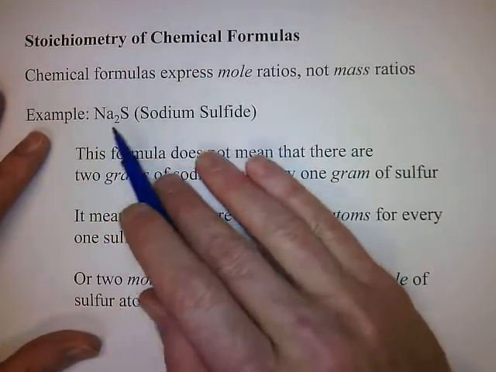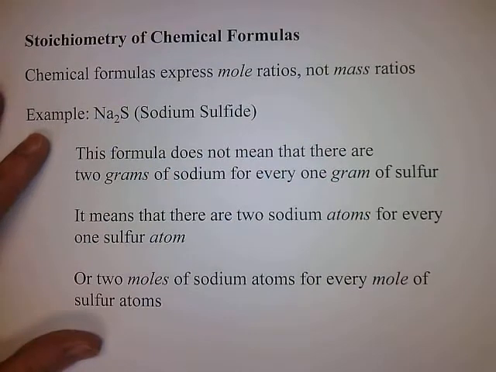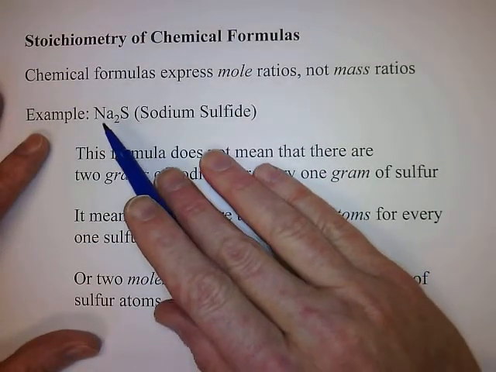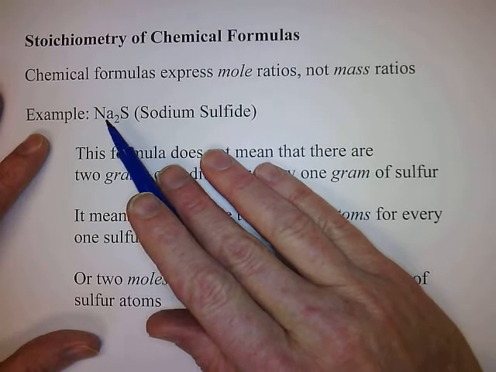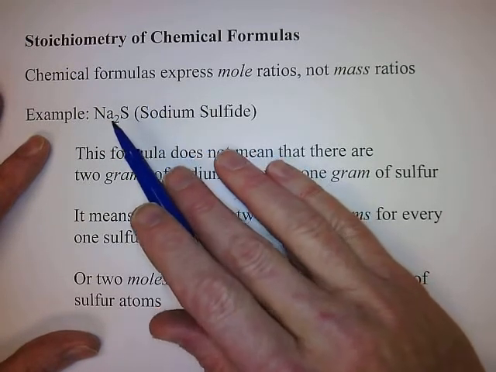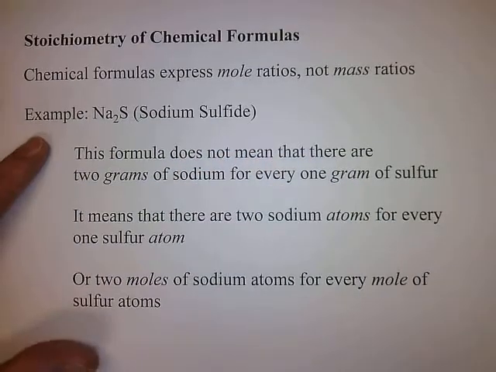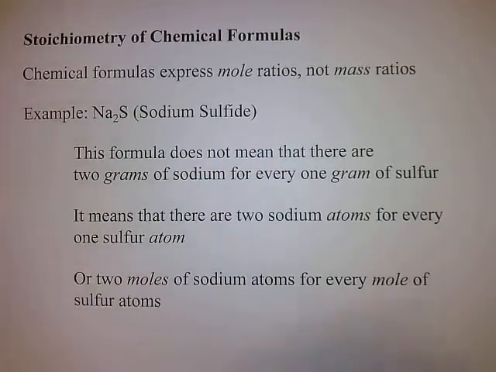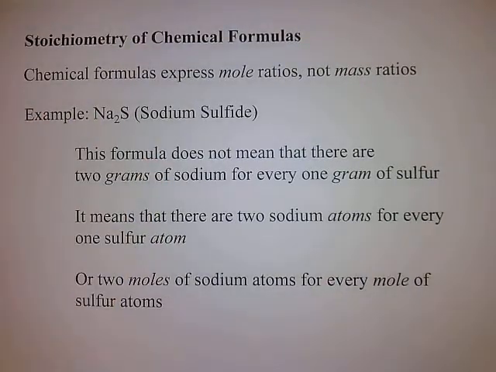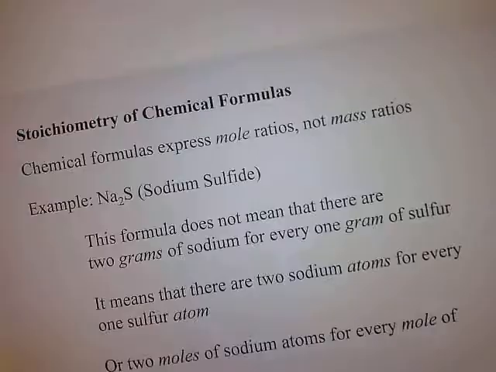But formulas express mole ratios. And if you remember when we talked about formulas, the subscript always goes with what comes before it, right? So the 2 applies to the sodium. So this formula means 2 sodiums for every 1 sulfur. Okay, what if we wanted to convert this chemical formula, which expresses mole ratios, into a mass ratio?